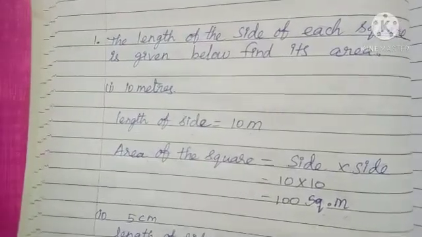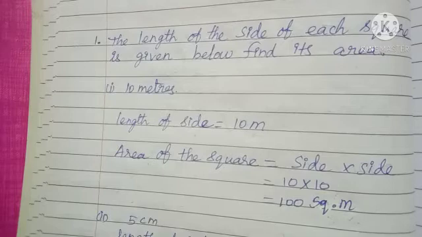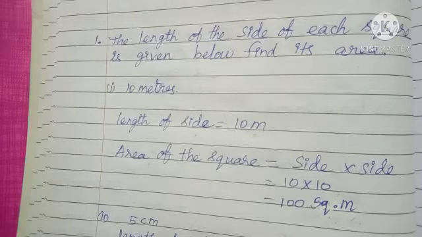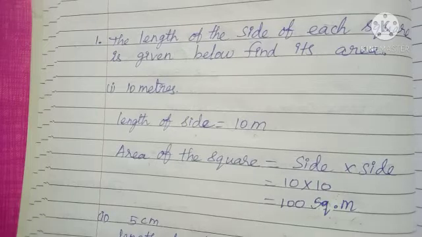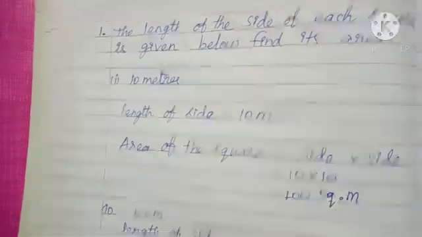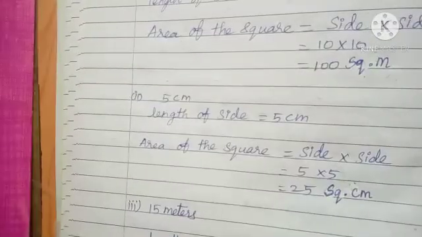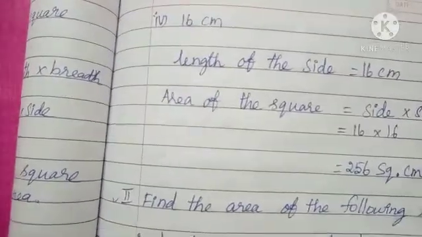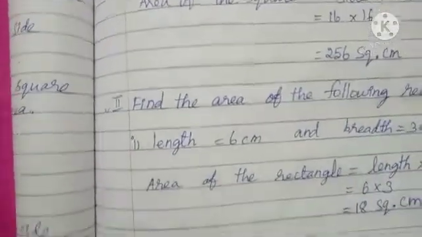Area of the square is given to you, so only one side value is given, so use the formula side multiply side. This model is used for 4 sums: 10 meter, 5 centimeter, then 15 meter, then 16 centimeter. Now move on to the second Roman letter.